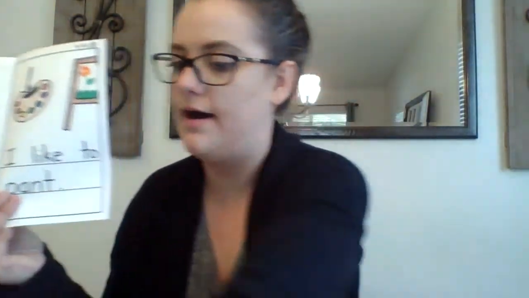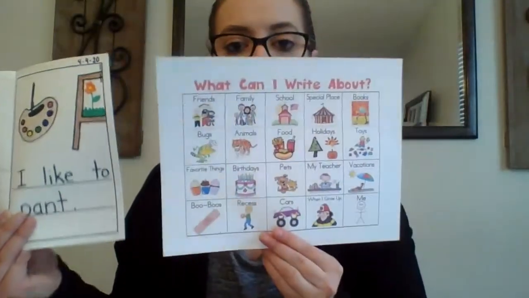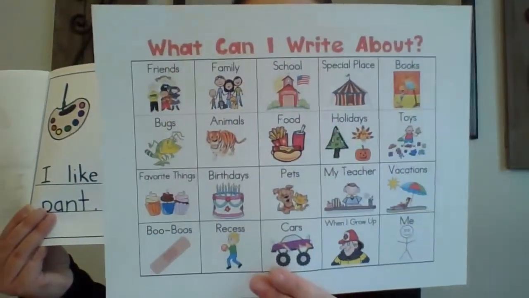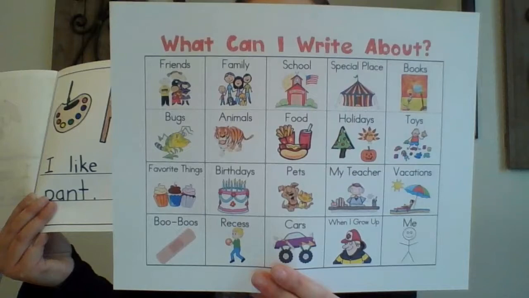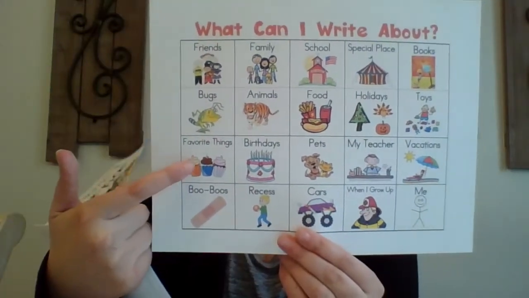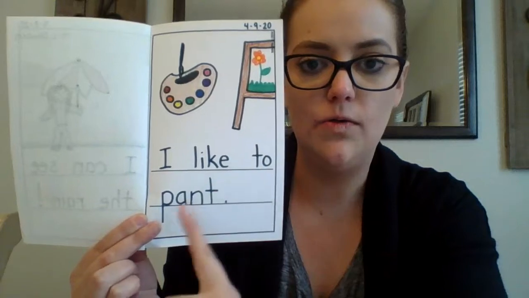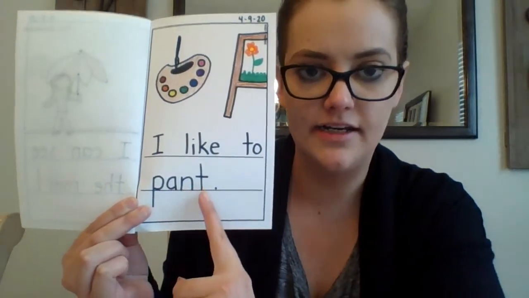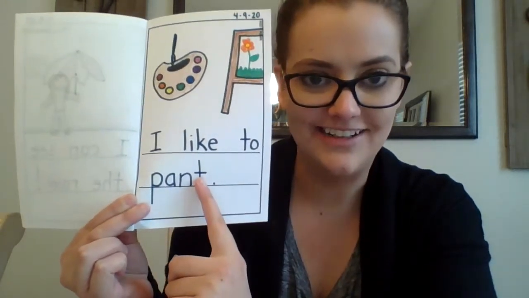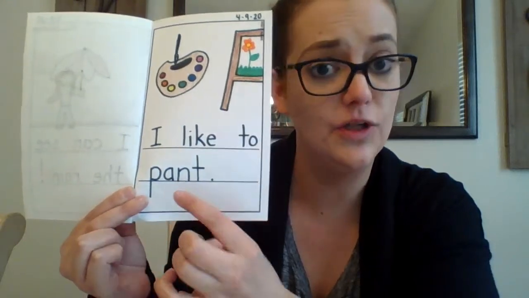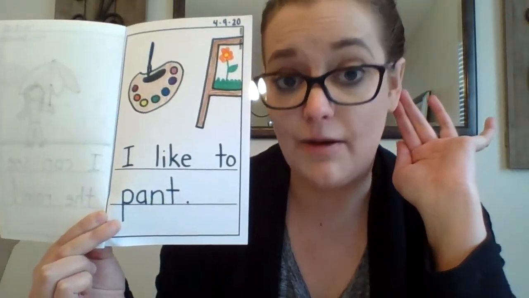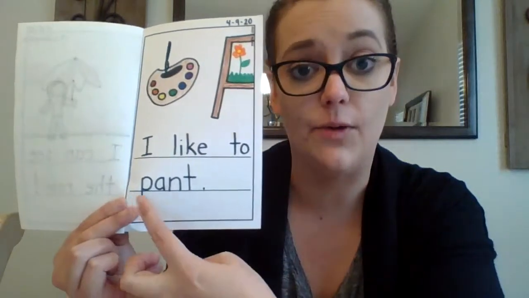So I used my thinking map to kind of help me decide what I could write about right here. And I decided to write about one of my favorite things today here. So what I decided to write was, I like to paint. Paint. Good. So we use phonetic spelling here. We listen to the sounds that we heard in the word, and then I wrote them down.